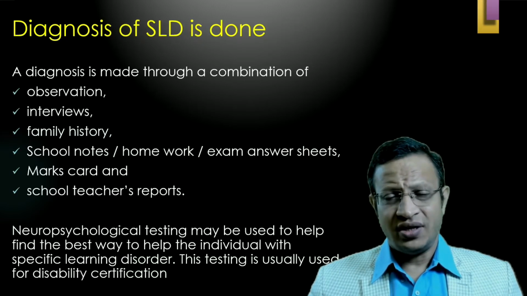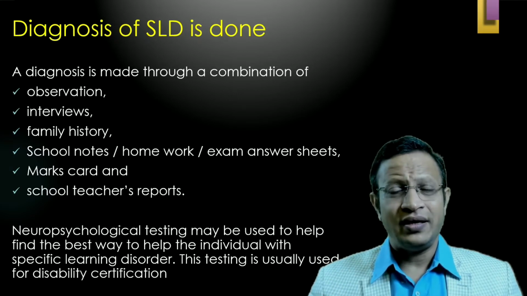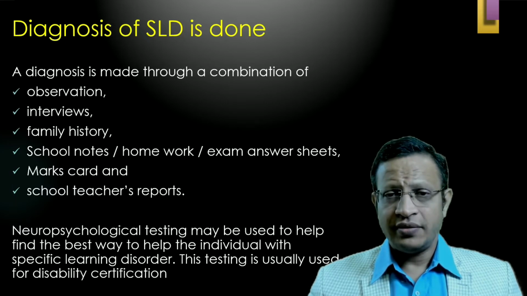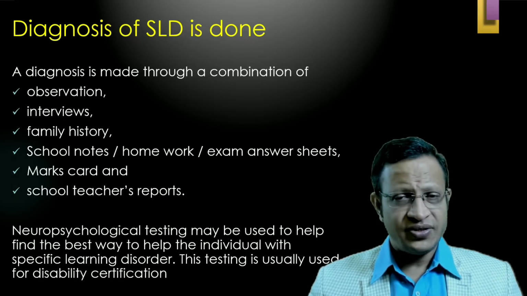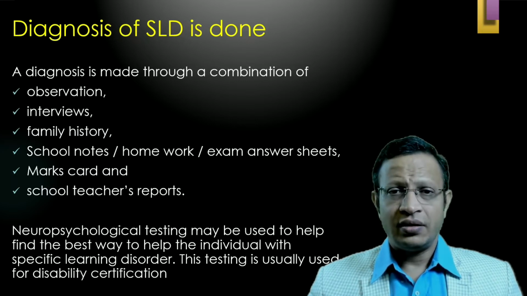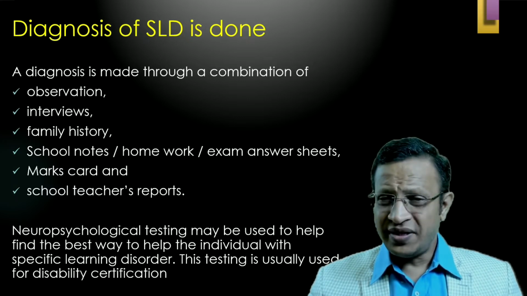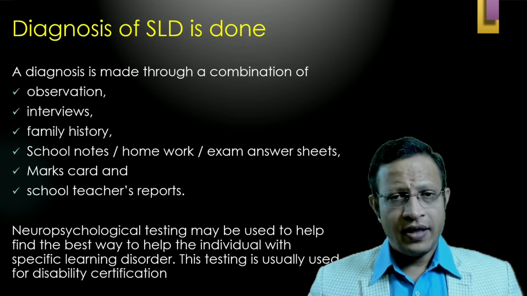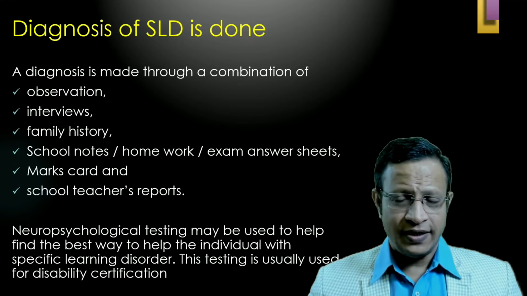Diagnosis of SLD is done by various categories of information collected through collateral sources like observation of the child, interviews of the child, sibling, and parents, taking family history, looking at the school notes, what the child has written, homework assignments, exam answer sheets, marks card, school teachers report. Combination of all these will be used to diagnose SLD.